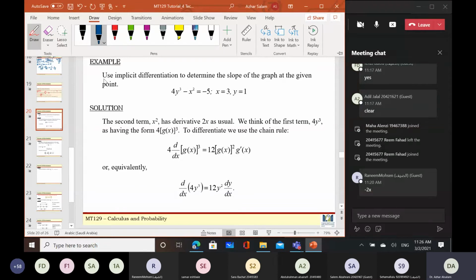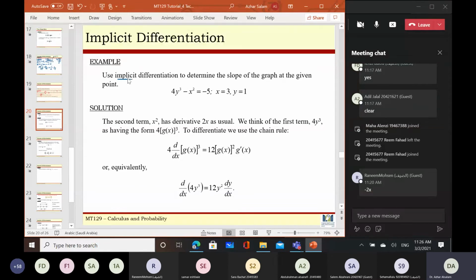The question is to use implicit differentiation. We already found the derivative, but here the question is to determine the slope of the graph. When I say find the slope, it means to find y dash or f dash. أي سؤال أشوف فيه مطلوب إيجاد السلوب اللي هو الميل، معناته مطلوب مني إيجاد المشتقة.